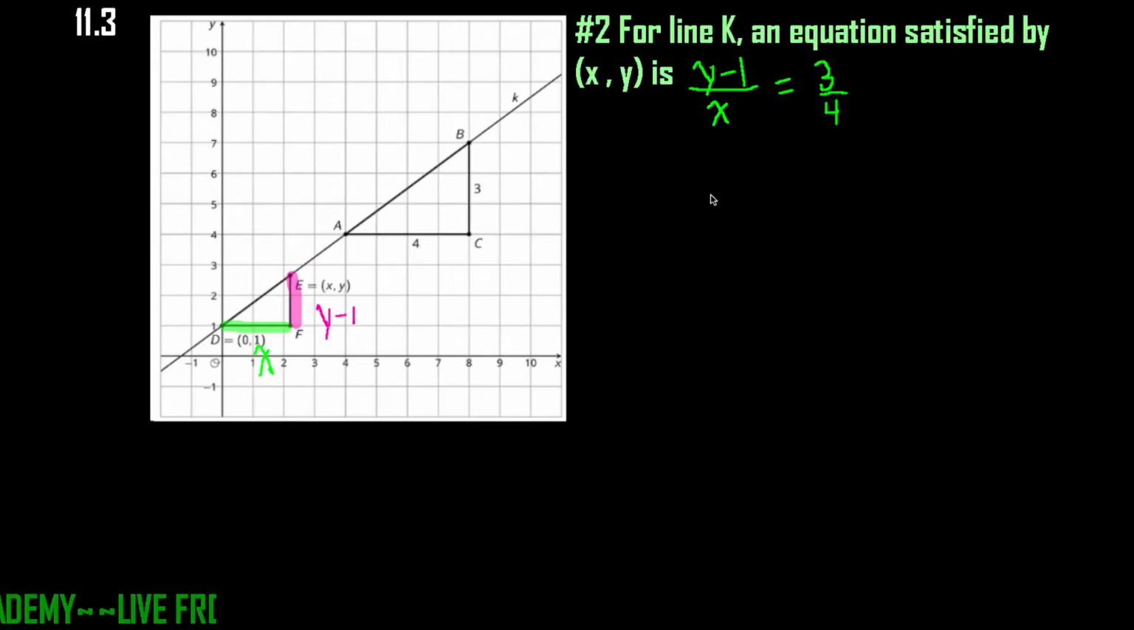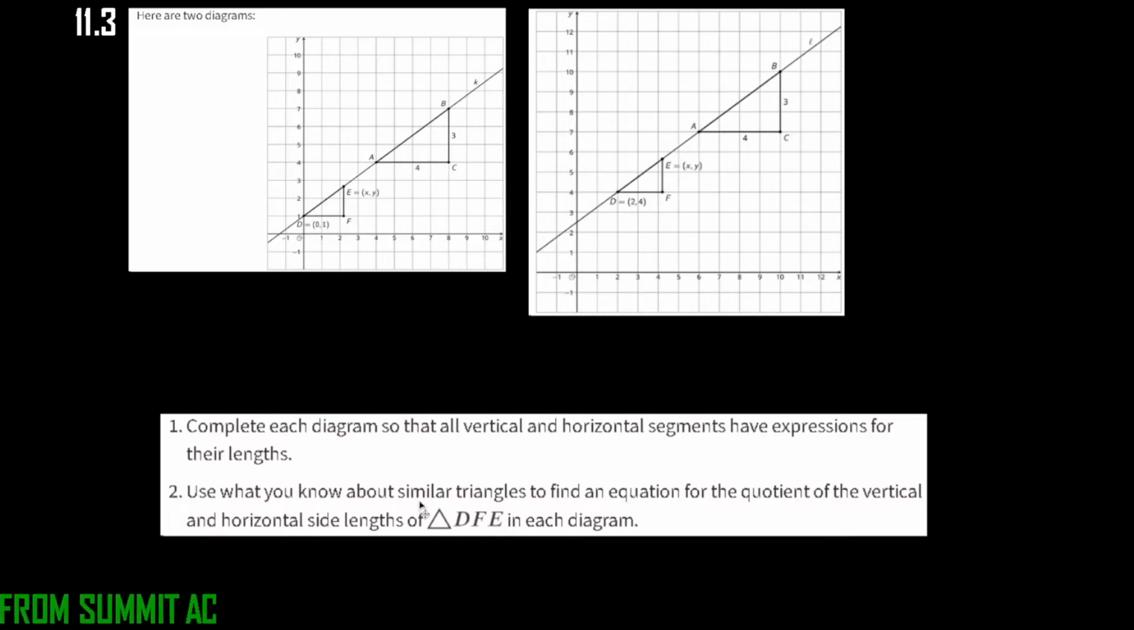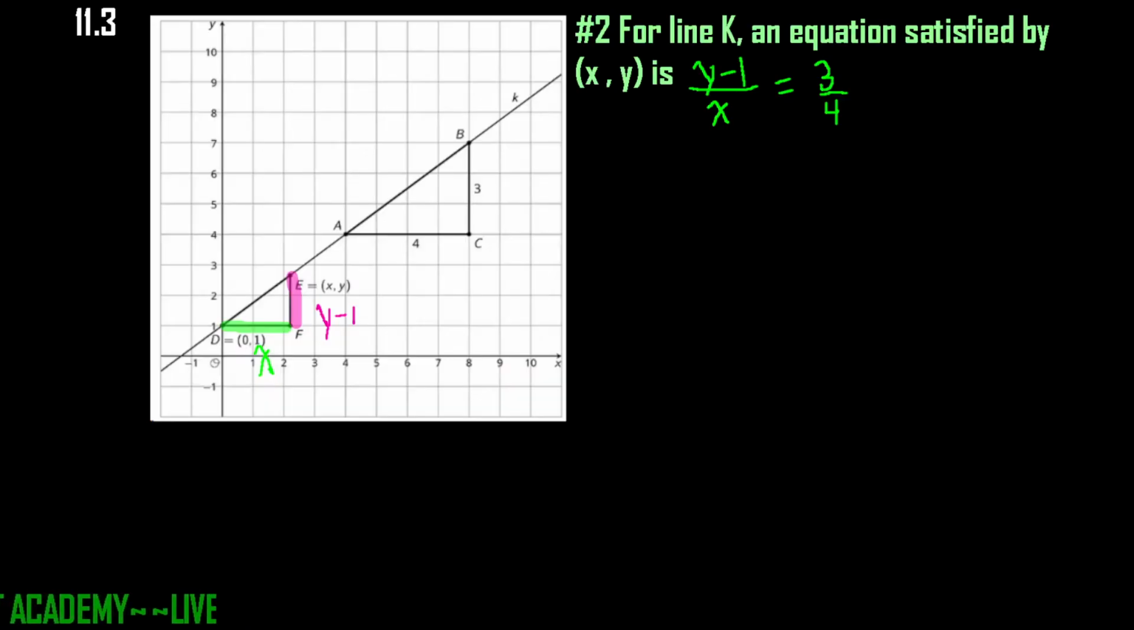So now for number 2, we were saying to use what we know about similar triangles to find the equation. So we're going to kind of combine those two ideas. For line K, I can write the equation that goes for any point x, y. I can write it as a slope, so I can say y minus 1 over x, so change in y over change in x is going to be equal to 3 over 4. So notice how I go from an expression to an equation because now I have an equal sign.